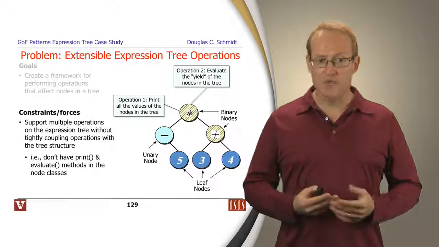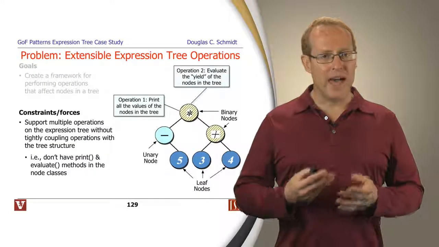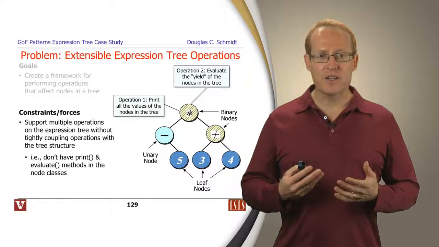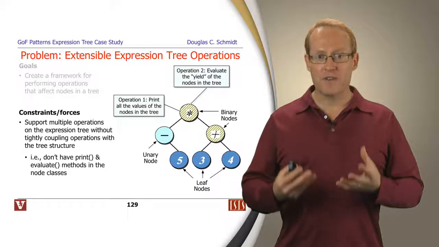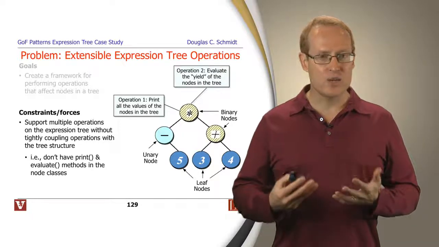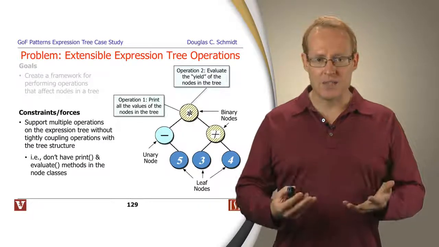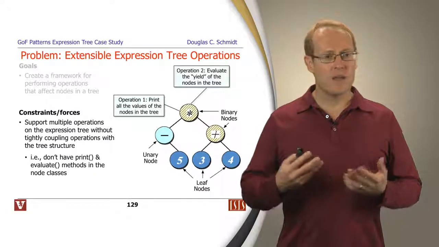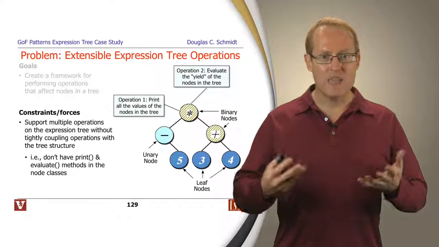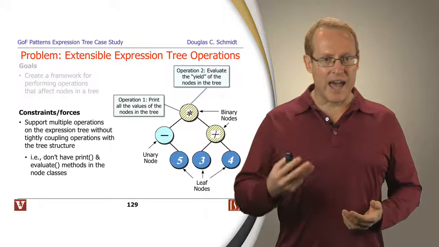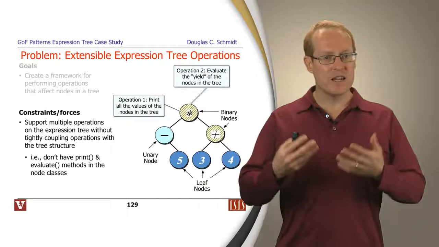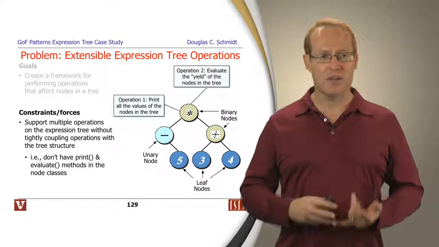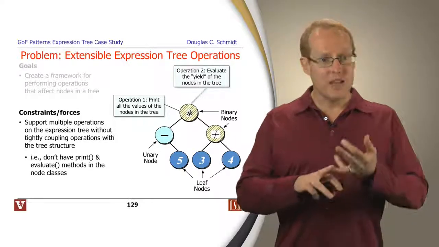Some of the constraints and forces here: we want to be able to add different operations on the tree without having to do any surgery or modifications to the existing tree structure or the classes that are part of that structure. And this is a little tricky if you think about it. Perhaps the intuitive or naive way of doing this would be to add methods on every node in the tree. Go back to our component node, for example, and we'd add a method like print yourself or evaluate yourself and so on.